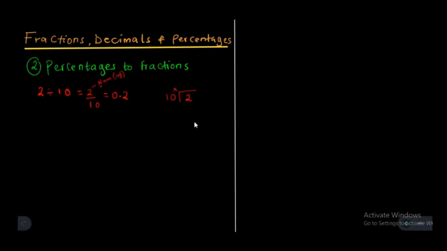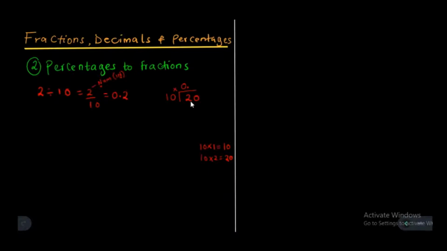If you know the 10 times table, let me just write it right here. 10 times 1 gives you 10. 10 times 2 gives you 20. Even before proceeding, you'll notice that there's no number in the 10 times table that is less than 2, so I'm going to put a 0. 10 times 0 gives me 0, which is less than 2. So I'll introduce a decimal place here. The decimal place does the magic of allowing us to add a 0 to this number.